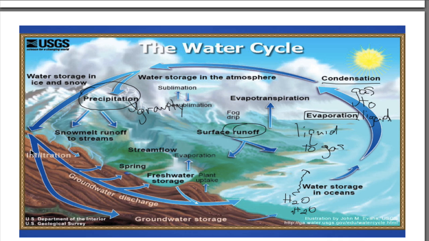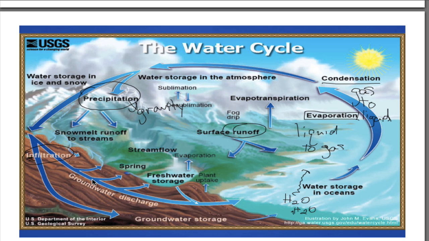Or that water can infiltrate into the ground. Key part of the word right there, in. Think of a Brita filter. It trickles down into the ground. So after precipitation, we can have that water run off the surface, go to a bunch of different spheres, or it can go into the ground and recharge our groundwater.